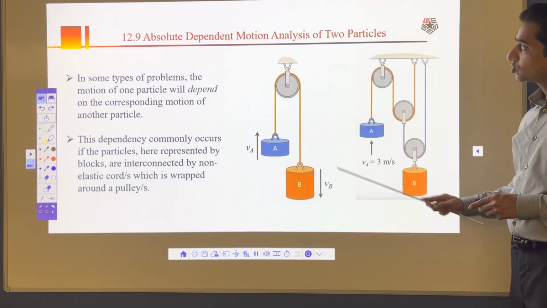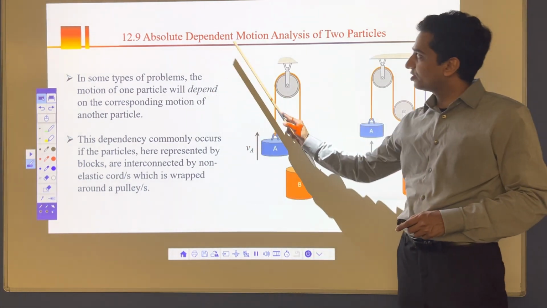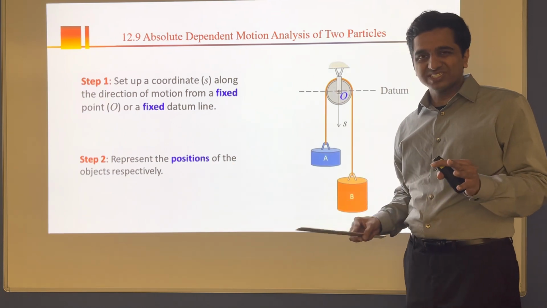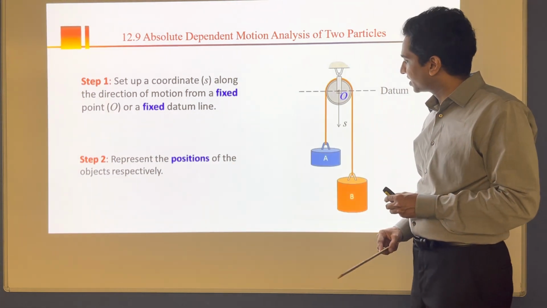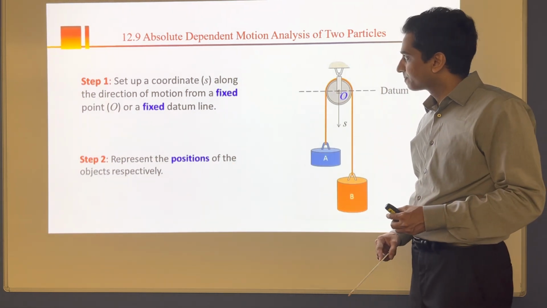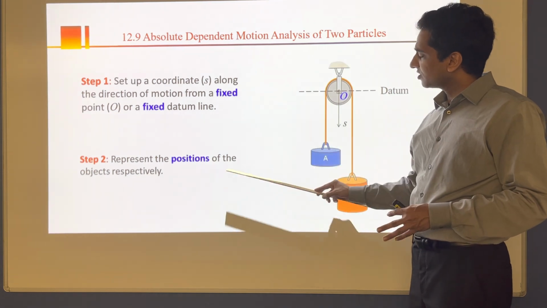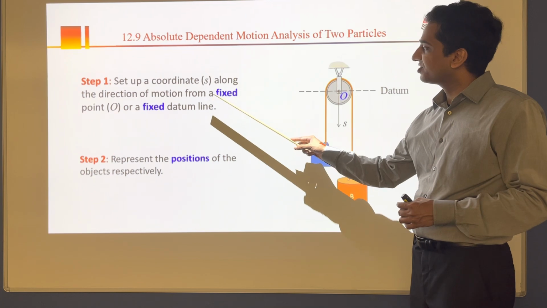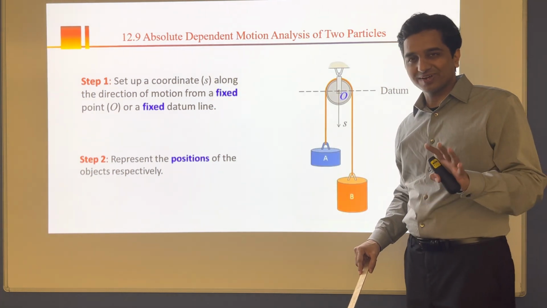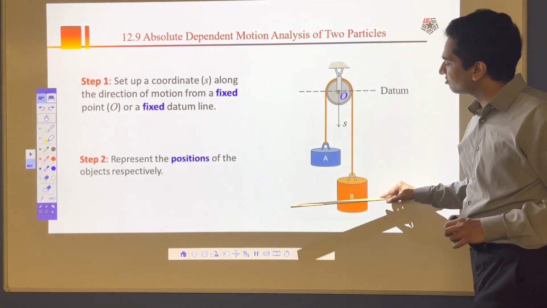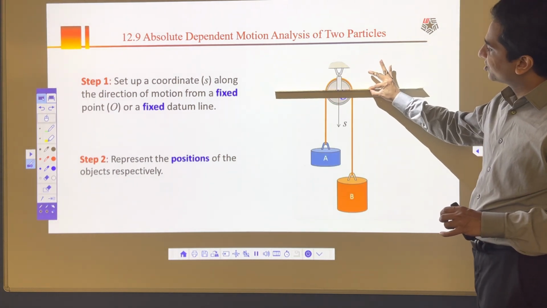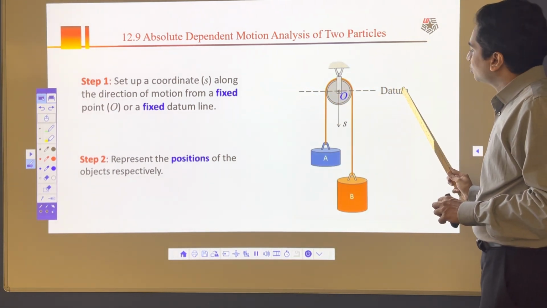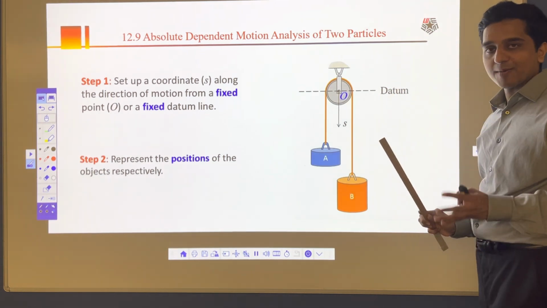Okay then. To solve this kind of problem, absolute dependent motion, we follow some steps. Five or six steps altogether. We have to follow them. So first of all, whenever you have this kind of problem, start with step 1. Step 1 is to set up your coordinate system. It's a very simple step. Whatever fixed pulley you have, this one at the top, I'm going to draw a line and call it a datum. And that's step 1.